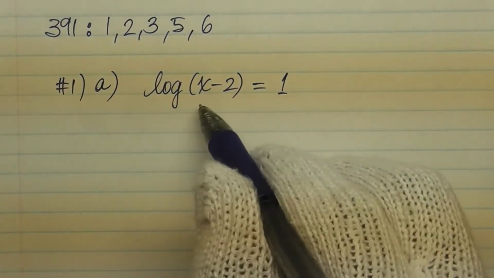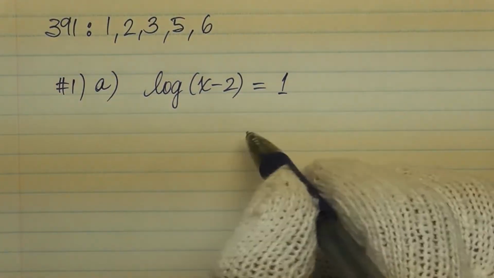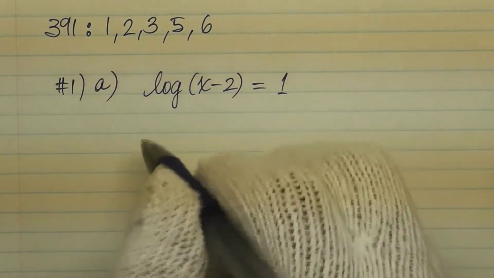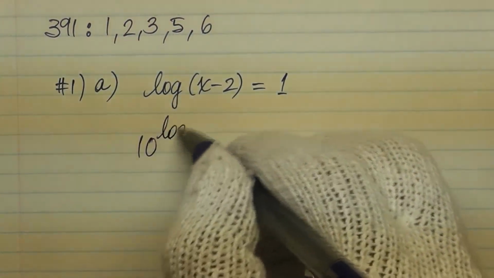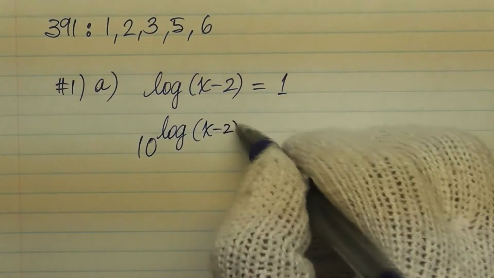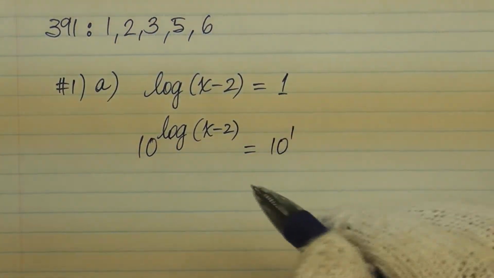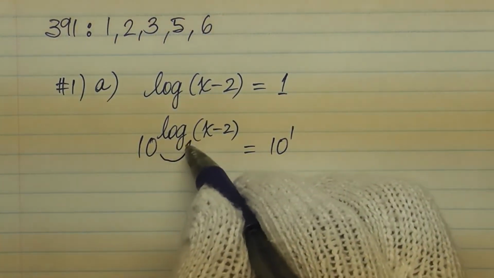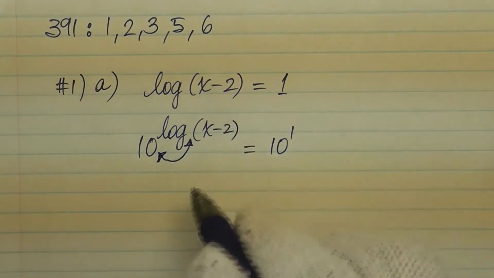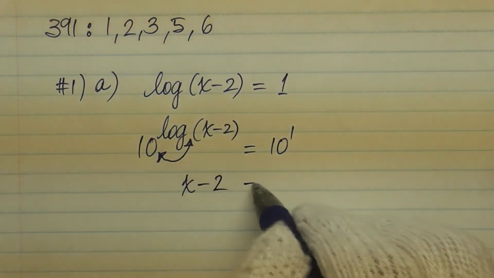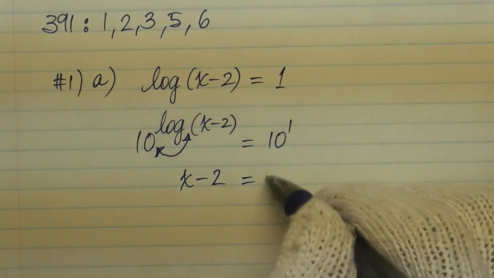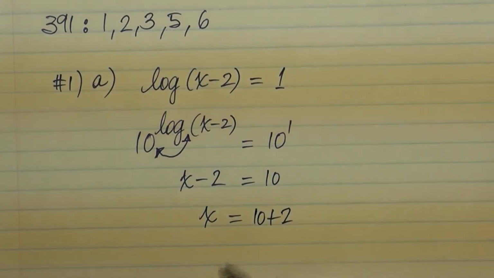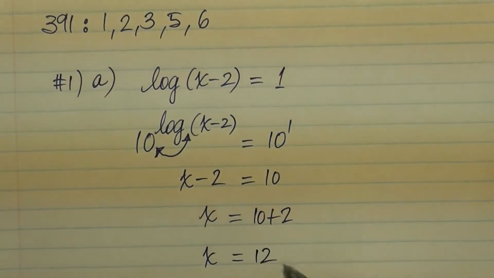Alright, log of x minus 2 equals 1. A simple thing we can do is the base here is 10. So if I raise both sides to base 10, when I raise a log to the same base, you wind up with the argument. 10 to the 1 is 10. X is equal to 10 plus 2. X is equal to 12.